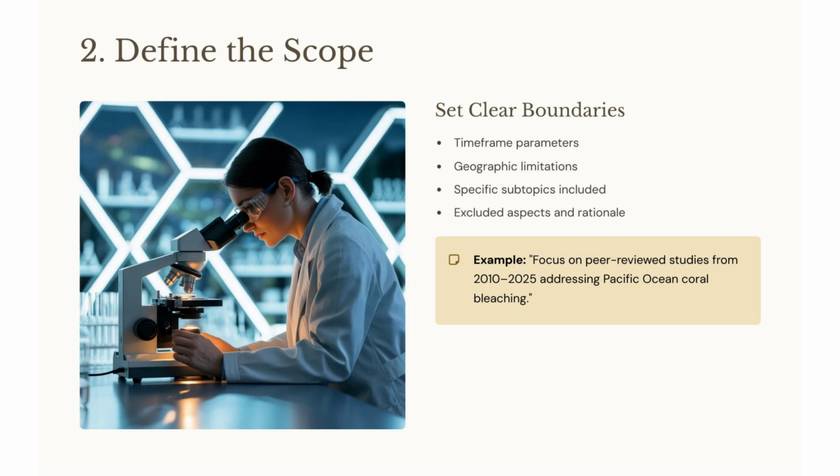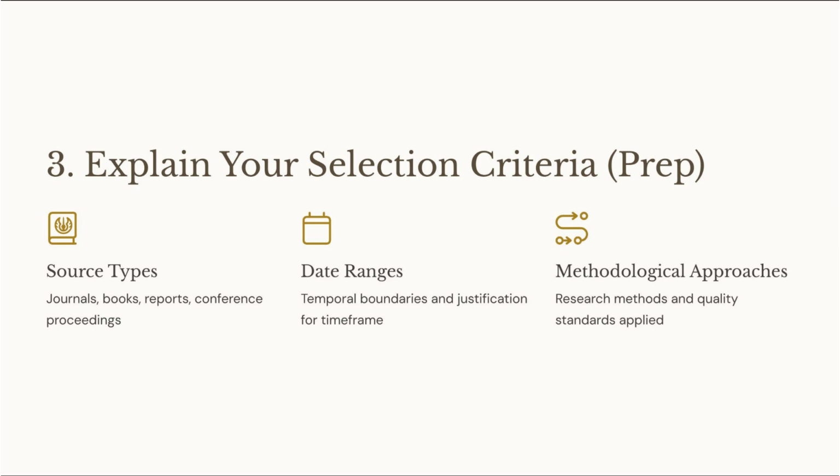We exclude non-peer-reviewed sources to ensure quality and reliability. Geographic limitations are set to the Pacific Ocean to maintain a concentrated analysis, excluding other regions to avoid diluting the focus. Selection criteria include diverse source types such as journals, books, and reports. We focus on recent data, specifically from 2010 to 2025, to ensure relevance. Methodological approaches prioritize rigorous research methods and high-quality standards, ensuring the reliability and validity of the findings.